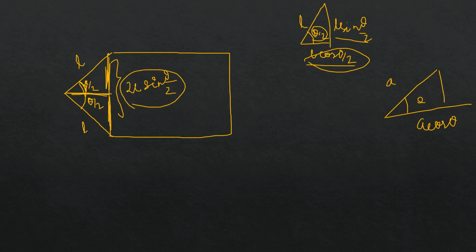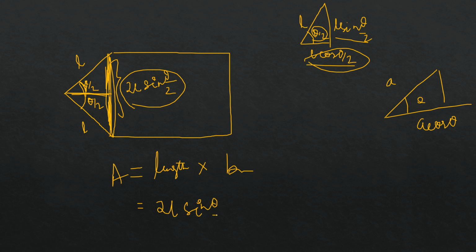So this is one side of the rectangle. We need the area. Area of a rectangle is length into breadth. So we have got one side already, 2L sin theta by 2. What is the other side?